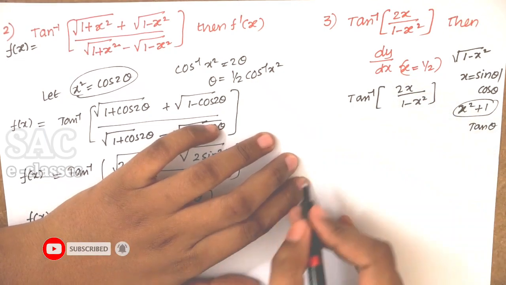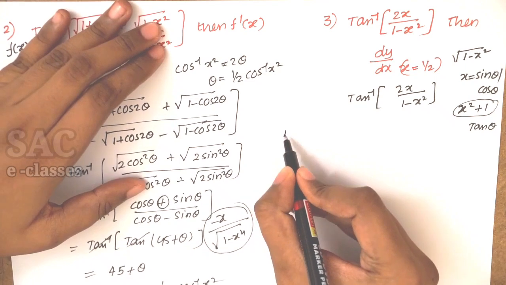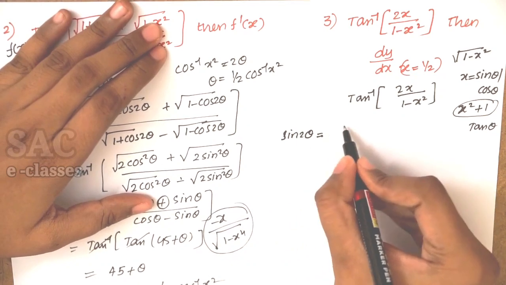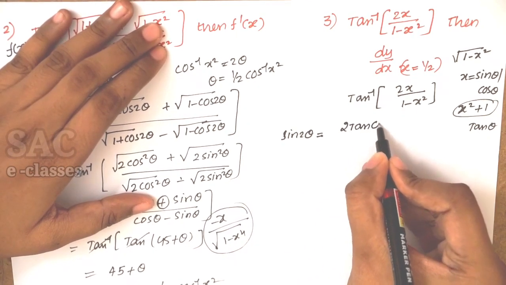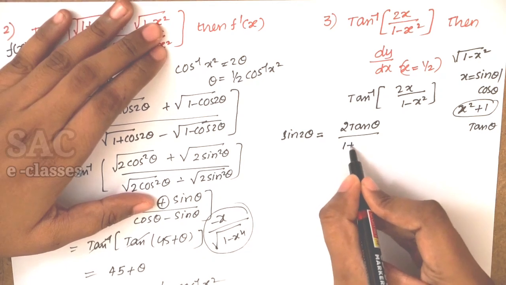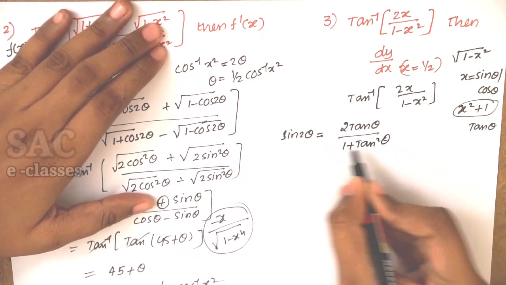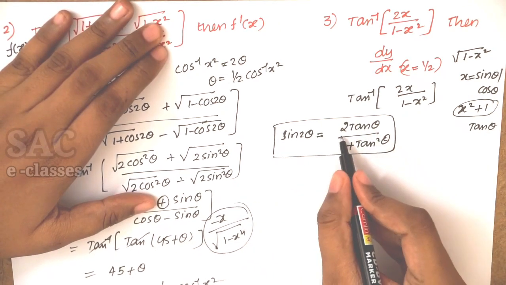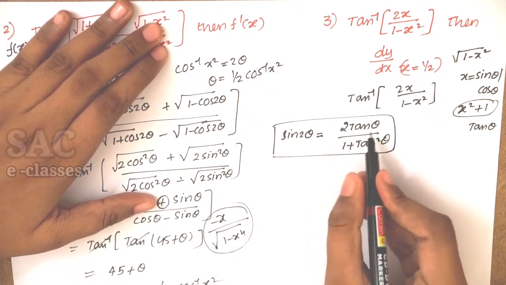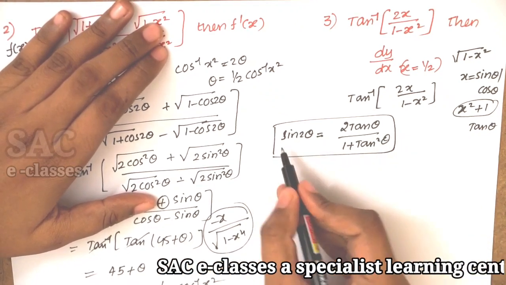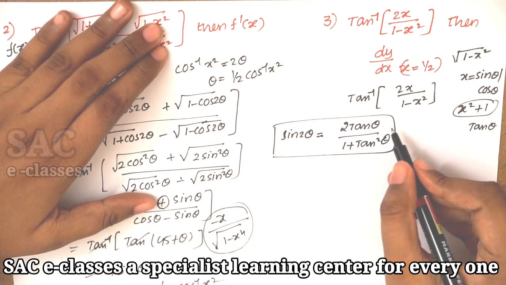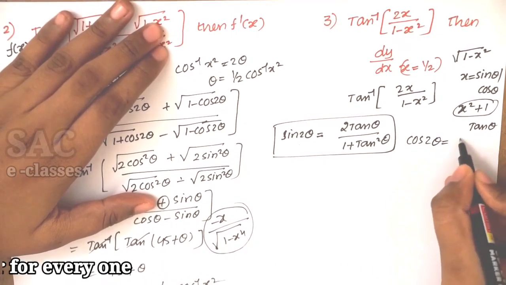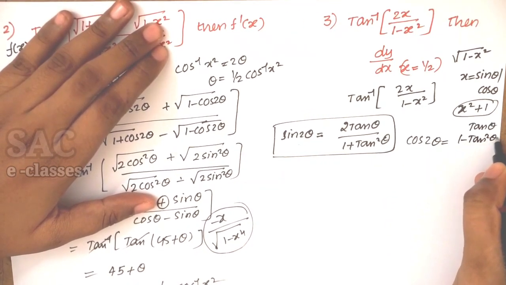Just to solve this kind of problem, recall the multiple angle formulas of tan. Sin 2 theta can be expressed as 2 tan theta by 1 plus tan square theta. Maybe that inverse function is appearing like 2x by 1 plus x square, meaning you had better choose tan and you will get a sin. In the same way, cos 2 theta is equal to 1 minus tan square theta by 1 plus tan square theta.